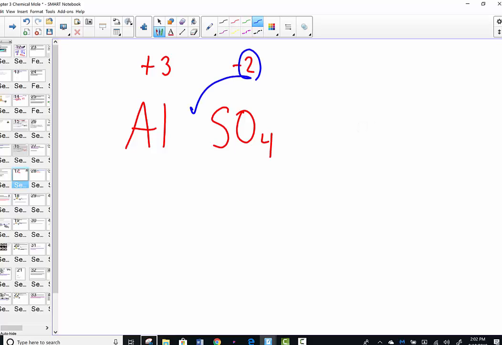The crisscross tells me to come around and down to place as a subscript. Subscripts don't have charges on them. It's a quantity, so don't grab the negative with it. Just bring the 2 around and down. And this 3 tells me I'm going to need 3 groups of the sulfate ion. So if I group polyatomics, I have to place them in a parenthesis. And I read that as saying Al2, SO4 taken 3 times. That's how we read that formula.